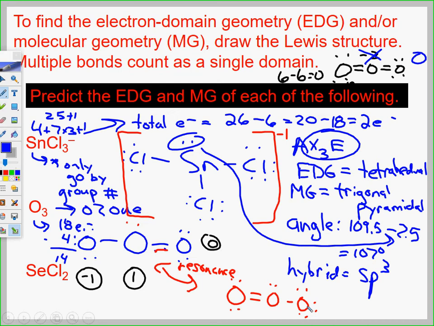We got resonance. We got this. What's the angle of this thing? Mayho, what are you thinking here for this? AX2E. All right, now that may not be 180. So what is the EDG? I have 3 things, right? I got 3 things here. So what is that going to be? Trigonal planar. All right, what's the shape?